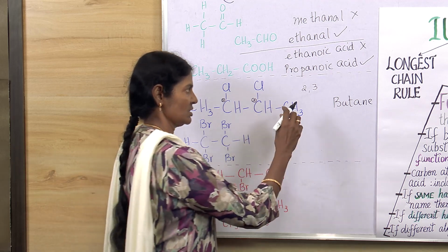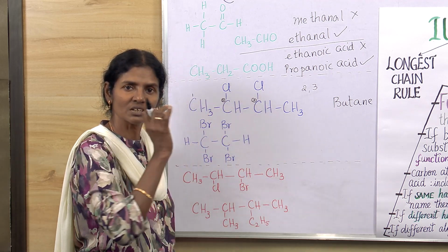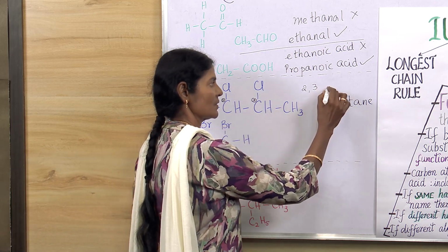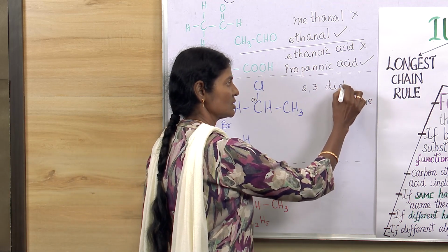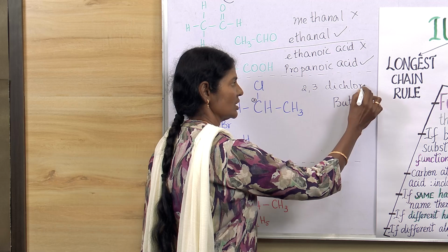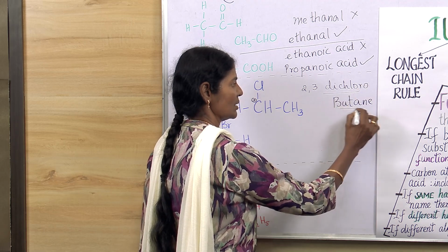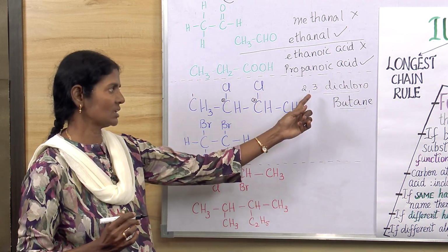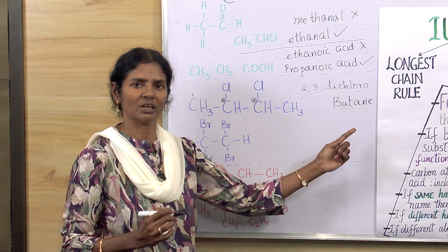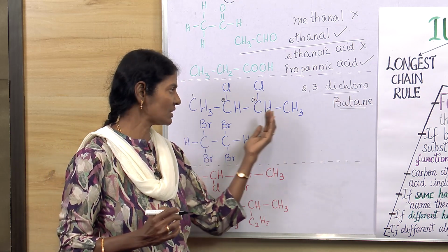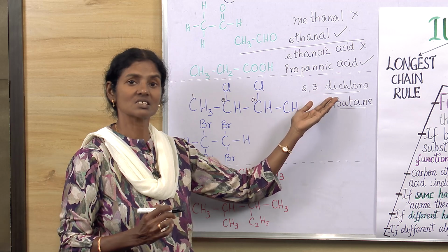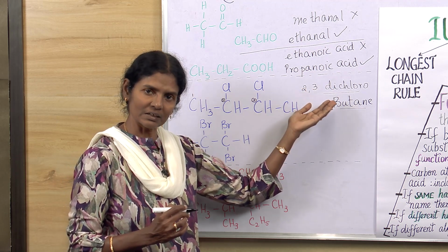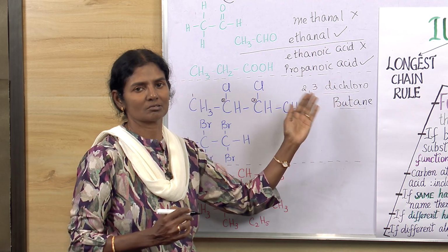So 2, 3. How many chloro groups are there? 2 are there. Therefore, dichlorobutane. This is the name. 2,3-dichlorobutane. So if there are 3, we would write trichloro, tetrachloro, pentachloro, etc.